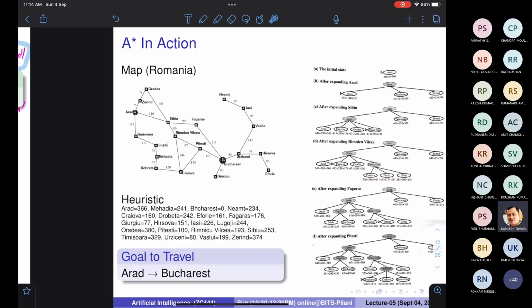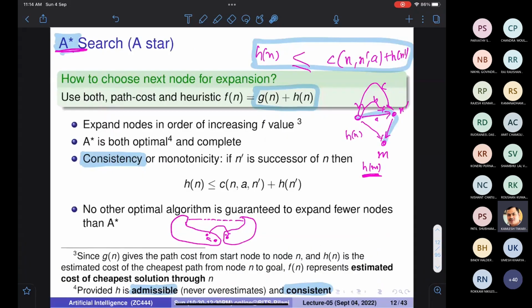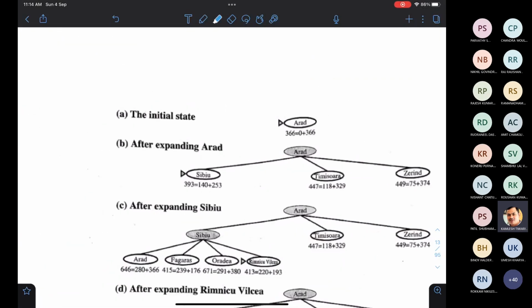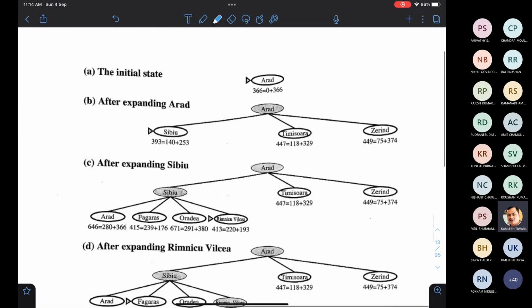Okay, good. Excellent. So let us see A star in action. This is a very interesting slide that tells you how A star works. Once again, it is going to consider two things: how much you have expended till now, and what is the H. Let's assume the straight line difference values are given to you. When you are in Arad, Arad has a value 366, plus zero. This zero is because you are starting.